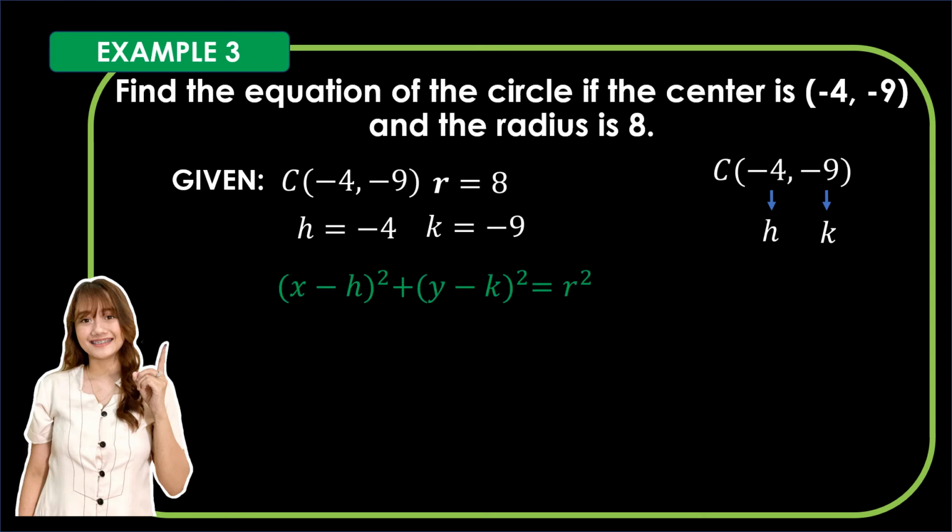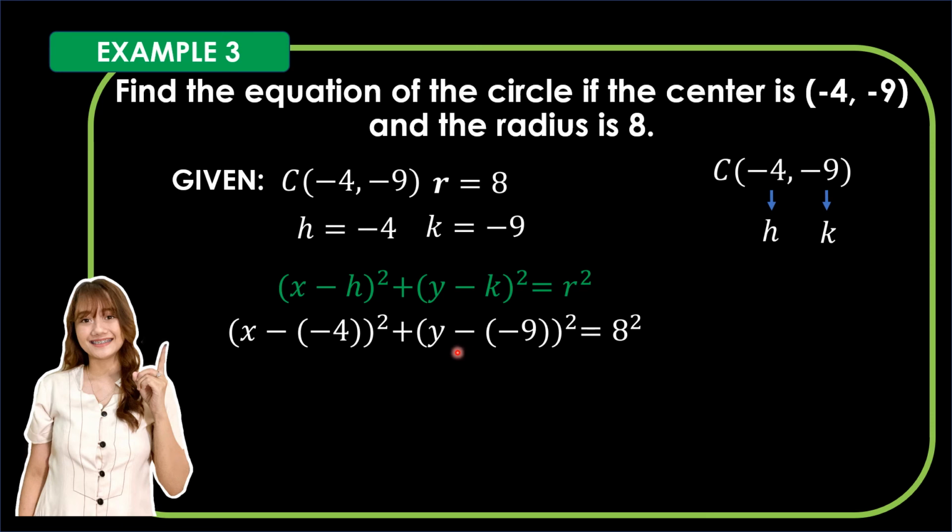Now, from the standard equation of the circle, the quantity x minus h squared plus the quantity y minus k squared equals r squared. Substitute the value of h, k, and r in our equation. We have the quantity x minus negative 4 squared plus the quantity y minus negative 9 squared equals 8 squared. We have a double negative sign here, so if we multiply negative times negative, it becomes positive.